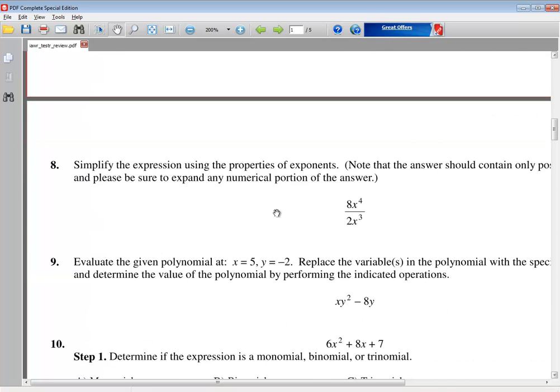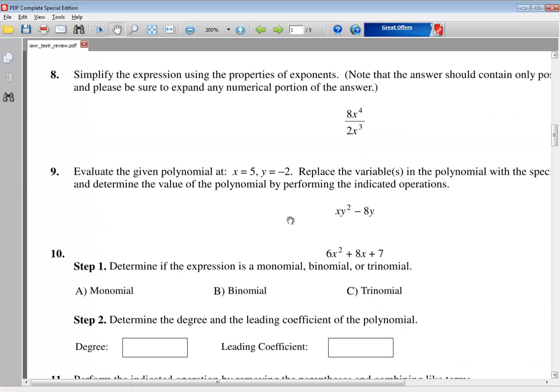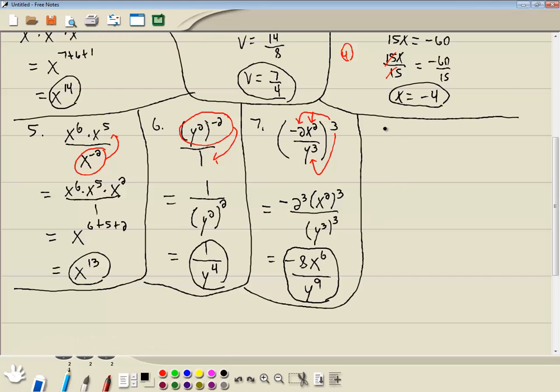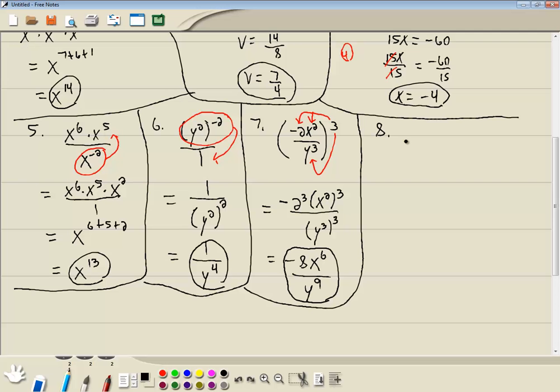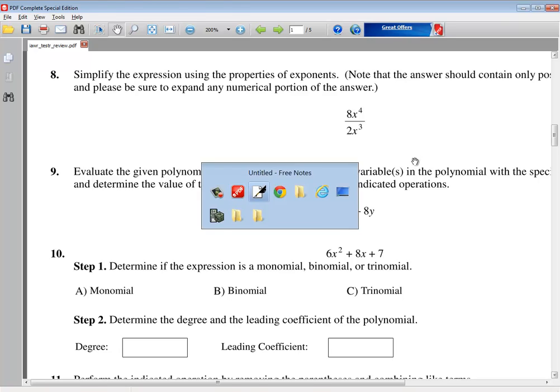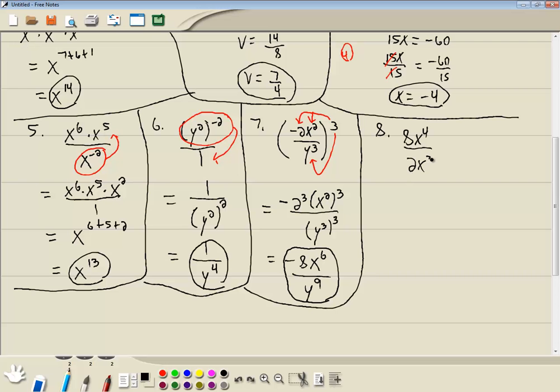Let's take a look at our next problem. Okay. So we got 8x to the 4th over 2x to the 3rd, and see if it is simplified. Well, let's first handle the numbers. 8 and 2 are both divisible by 2. 8 divided by 2 is 4. 2 divided by 2 is 1.